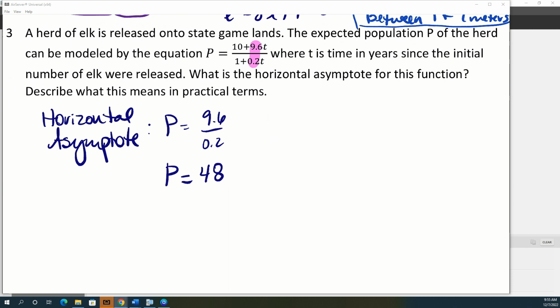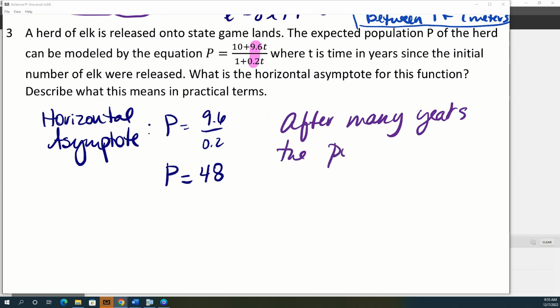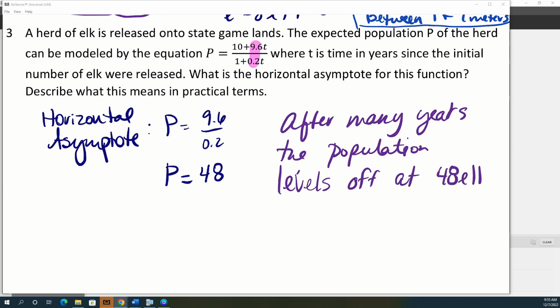And then what is 48? Is it time? Is it elk? It is not time. After a really long time, so after many years, the population levels off at 48 elk.